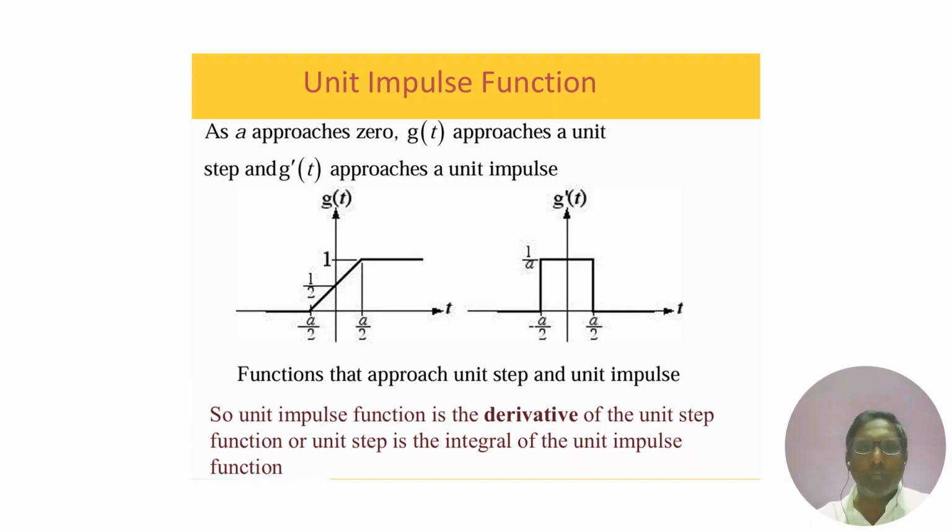Next thing is the unit impulse function. Here, the unit impulse function is the derivative of the unit step function, or the unit step is the integral of the unit impulse function. As a approaches 0, we get g of t. Here g of t is nothing but the unit impulse function. So here the graph is clearly shown.